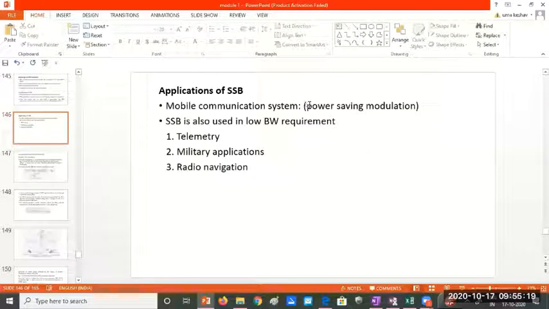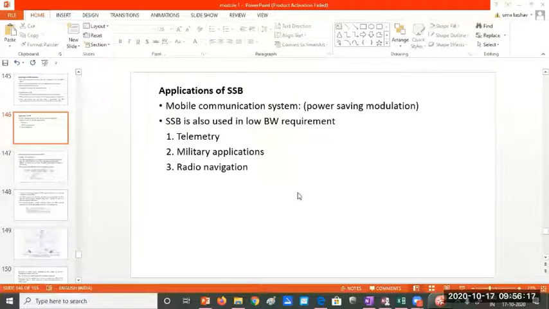And finally, the applications. We use it in mobile communication systems to save power. It is also used in telemetry, military applications, and for radio navigation. So it is used in all these applications. These are some of the important applications of SSB-SC. So with this, we finished SSB-SC.